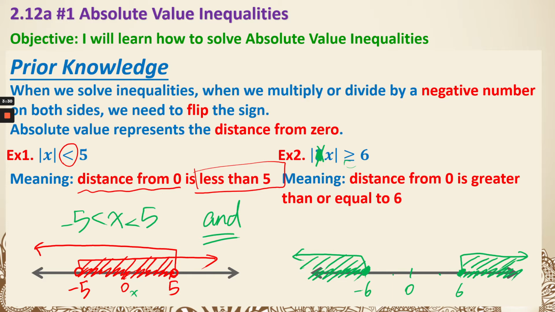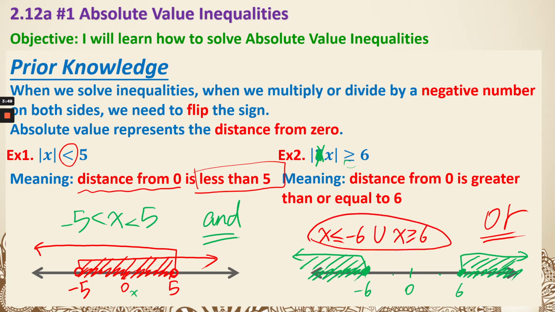If you think back about compound inequality, there's only one situation where we can actually shade both parts separately, that they're not overlapping. That means we're looking for or. So the final answer, x is less than or equal to negative 6, union x is greater than or equal to 6. That is our final answer for number 2.